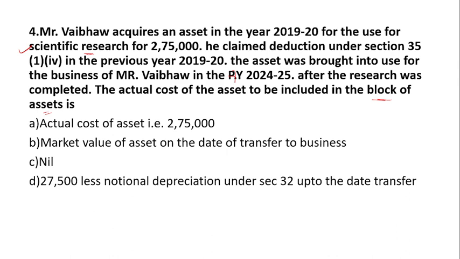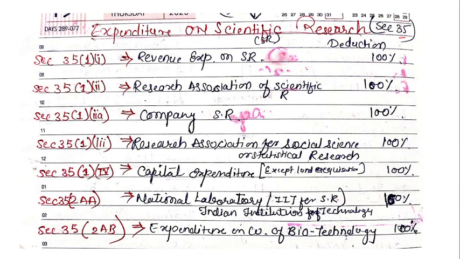Okay, so Weber acquired an asset in the year 2019 for the use of scientific research, for rupees 2,75,000. He claimed a deduction under section 35. Section 35 is for expenditure on scientific research. If you incur expenditure on scientific research, under this section you will get a deduction.